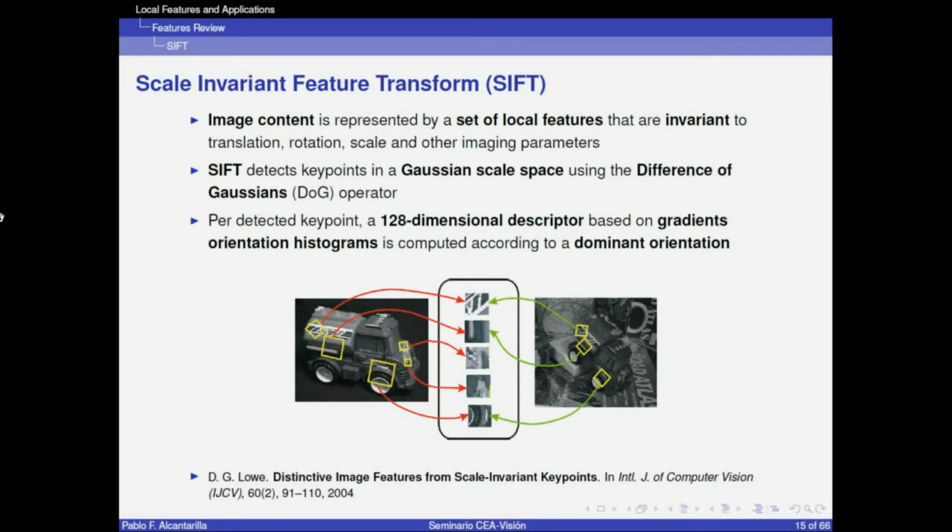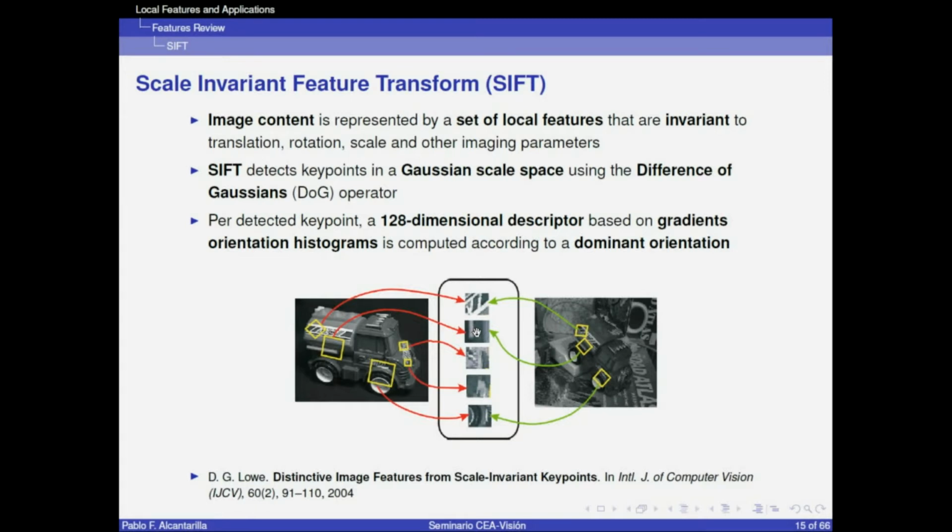Then per detected key point, SIFT builds a 128-dimensional descriptor that is based on gradients and orientation histograms, and is computed according to a dominant orientation and according to the scale at which the key point of interest was detected. The idea in SIFT is that, for example, we detect a set of key points in each image, and common points in both images are going to have similar descriptors, so we can match these descriptors efficiently.